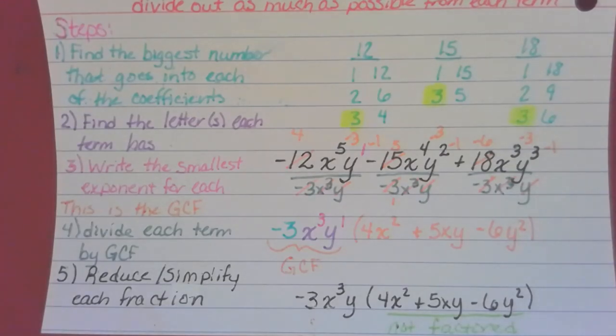And then my final answer for this problem, it is not fully factored though, because once I pull out the GCF, I do have to check what's in the parentheses to see what else I can factor. And in this case, I can't actually factor the inside stuff, but that will be on a later card. So my final answer is going to be the GCF first, and then the rest of the polynomial. So it's -3x to the third y times the quantity 4x squared plus 5xy minus 6y squared.